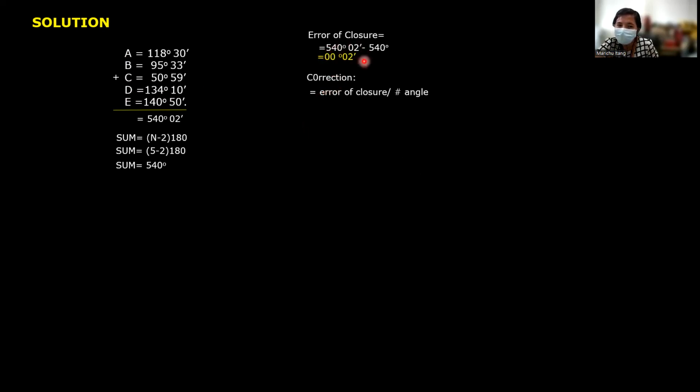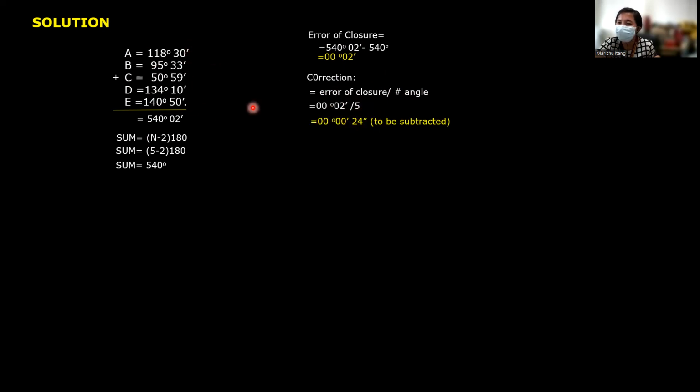So this 2 minutes divided by the number of angles. So number of angles natin is 5 since this is 5 sides. So 2 minutes divided by 5, that is equivalent to 24 seconds. So this 24 seconds is the correction we are going to apply to each observation.